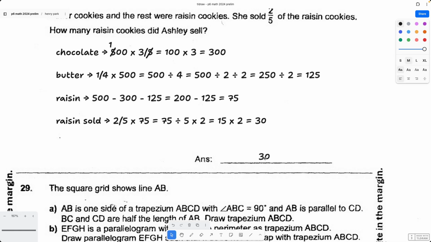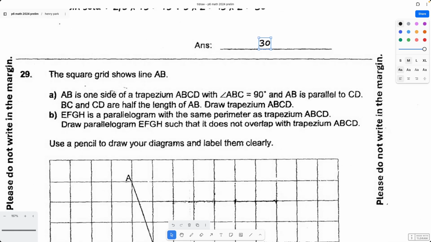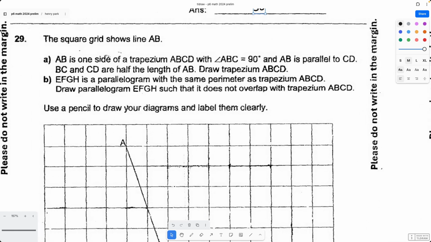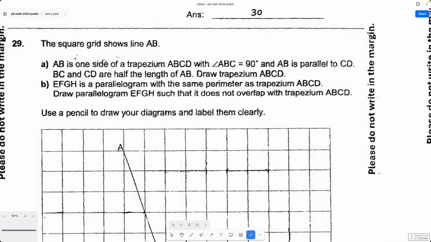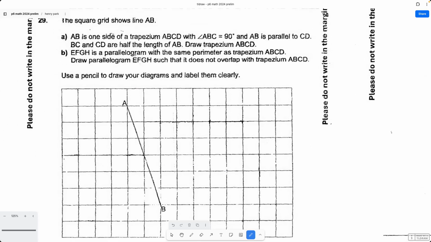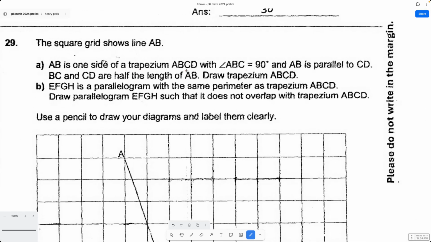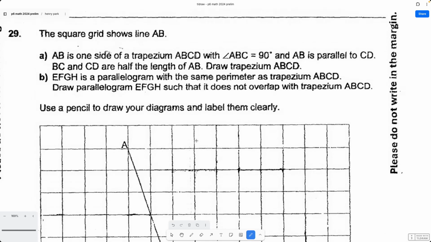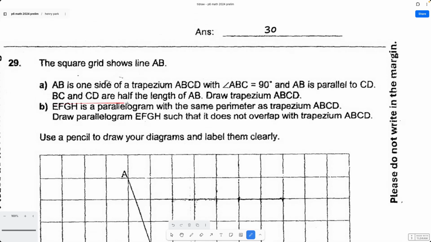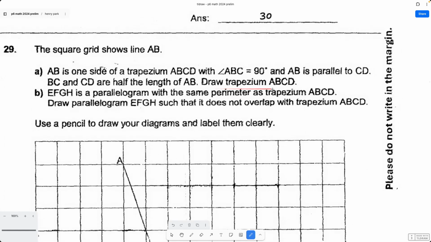All right, let's move on to the next question. Question 29, part A. The square grid shows points A and B. AB is one side of the trapezium ABCD with angle ABC 90 degrees and AB is parallel to CD. BC and CD are half the length of AB. Draw the trapezium ABCD.